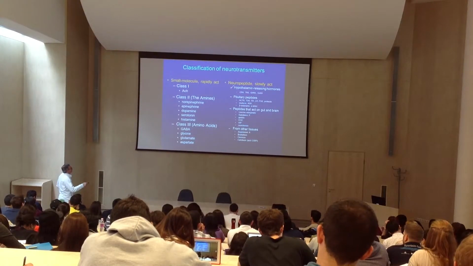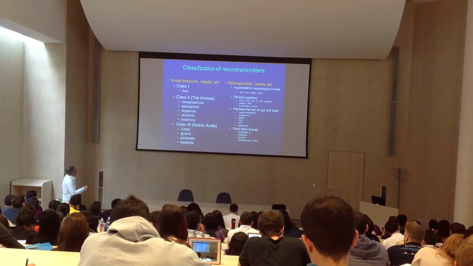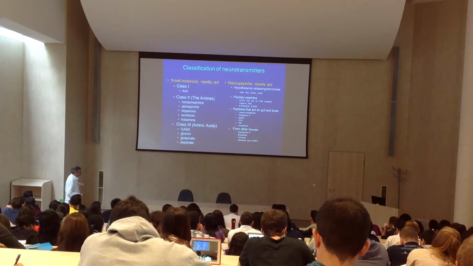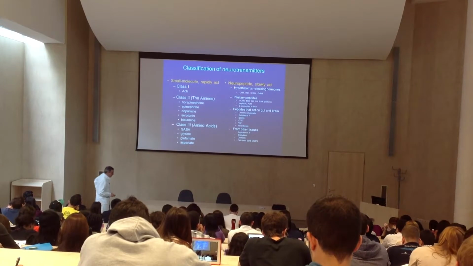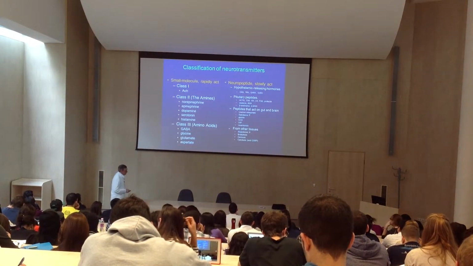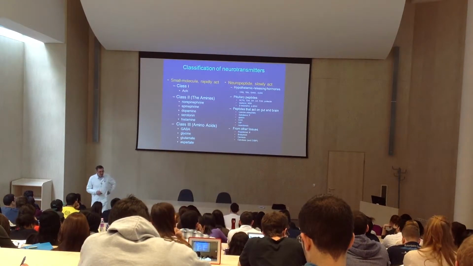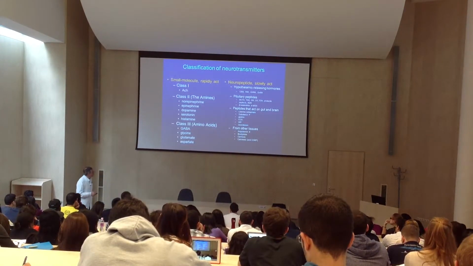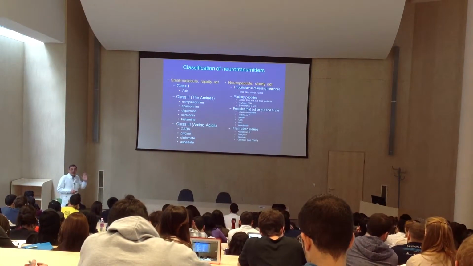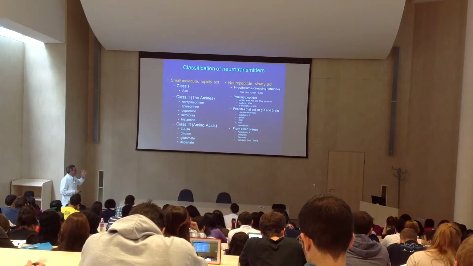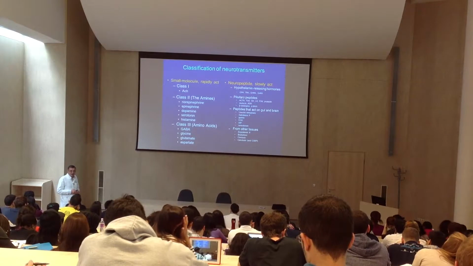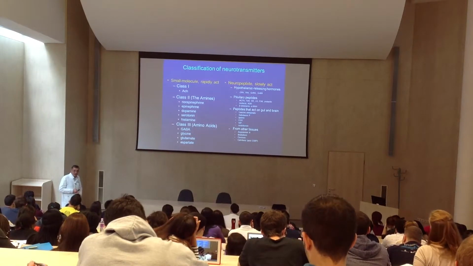Slowly acting neurotransmitters are neurotransmitters that are peptides, different peptides, and we believe that the presence of these peptides is essential and important in memory and learning. How that works and how synapses and neurotransmitters are involved in memory and learning, that's part of the neurobiology studies in the next semester.